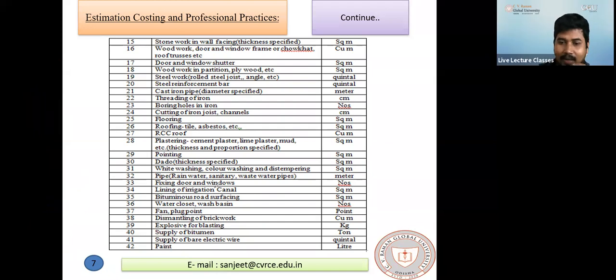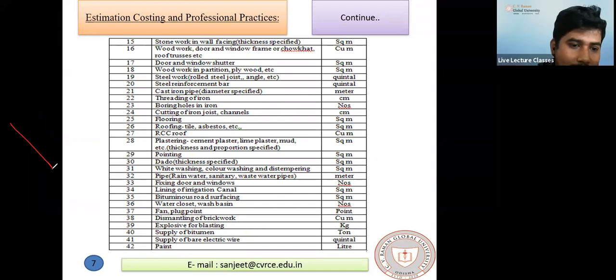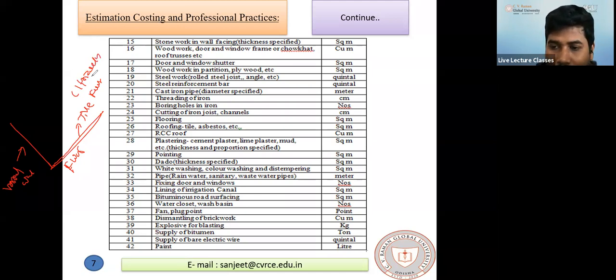Dado part. Yes, sir. You see, suppose this is a wall and this is the flooring part. This is my floor. This is my vertical wall, right? This is the floor part. So while we are making the floor, suppose I am making the tile flooring. This is my tile floor. So this tile floor is my horizontal part. Yes or no? Yes, sir.